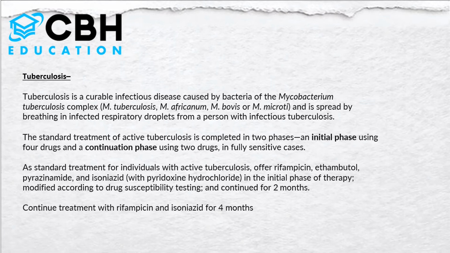And obviously you've got two types of treatment. You've got the initial phase and then you've got the continuation phase. Initial phase involves 4 drugs: rifampicin, isoniazid, co-prescribed with pyridoxine hydrochloride, pyrazinamide and ethambutol. Then you continue for 4 months on rifampicin and isoniazid.